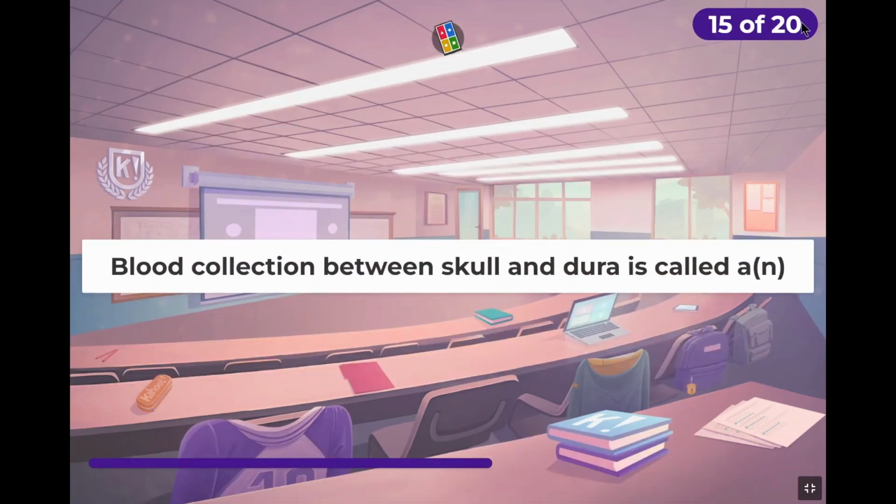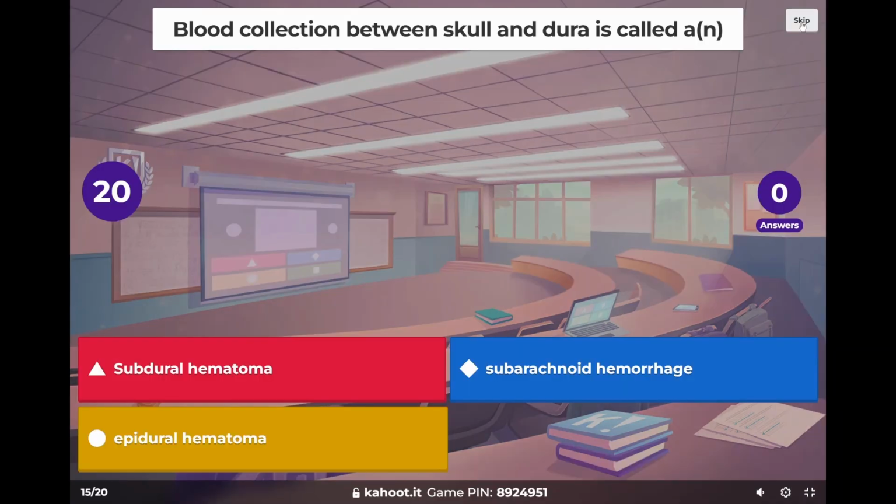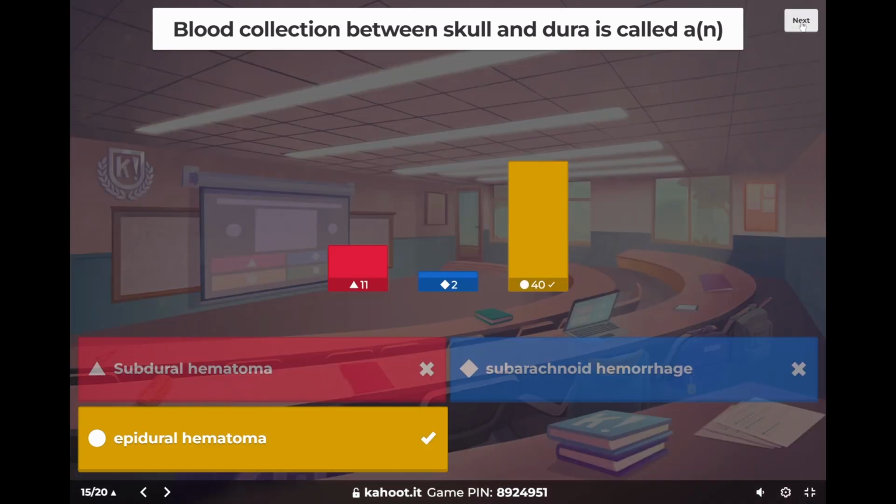Blood collection between the skull and the dura is called what? So is the blood above the dura or below the dura? Above. So this is your epidural.